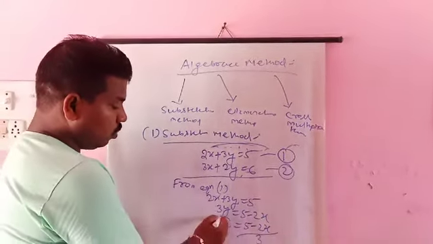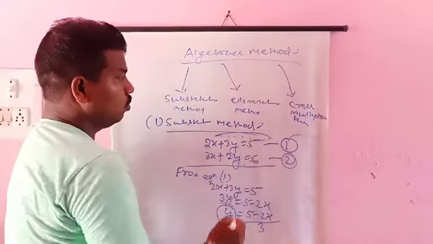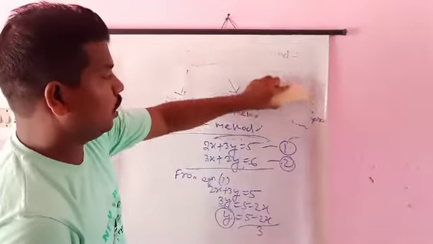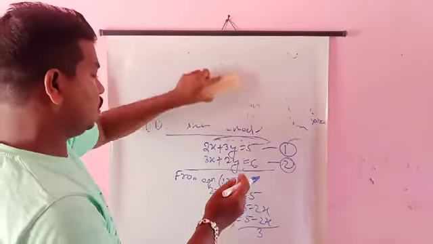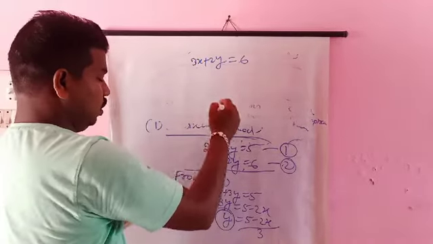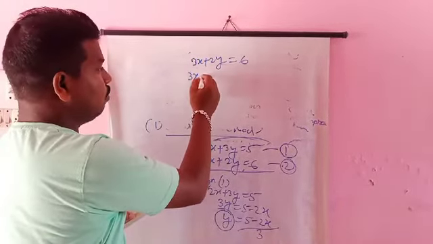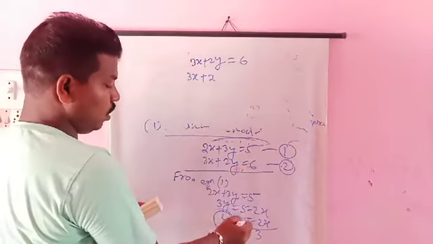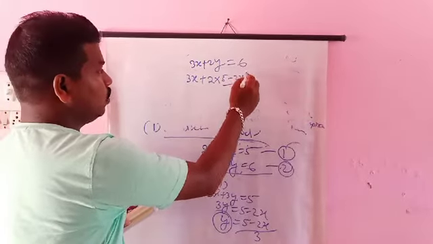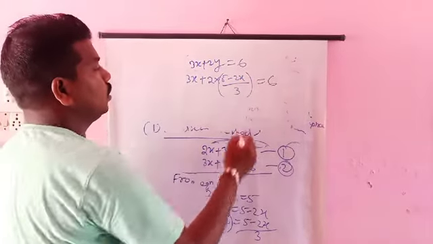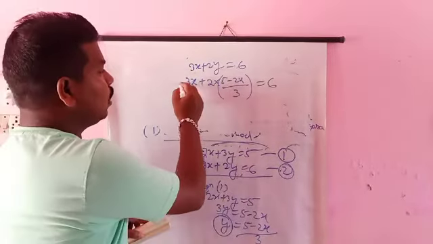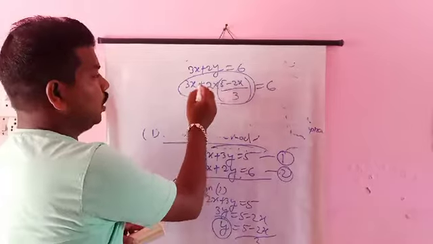Then we substitute the value of y in equation 2 to solve for the values of x and y. Equation 2 is 3x plus 2y equal to 6. So 3x remains the same, plus 2 into y, where y equals (5 minus 2x) by 3, equal to 6. Here you see that all variables are in one kind, that is x.